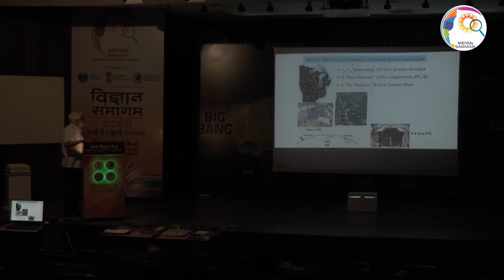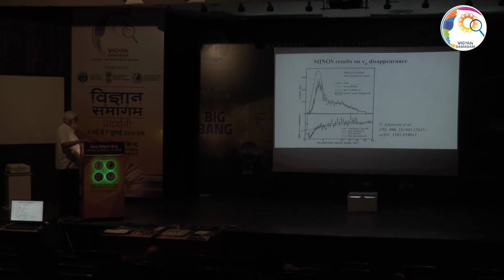So they pass through the earth and reach the Soudan mine where this detector is, and then you can put a detector close by, so you can normalize, and you don't even need to know what the flux is. You scale appropriately for the distance, then you can see whether there is an oscillation signal or not. So there is this 1 kiloton near detector and a far detector, and they have a result which shows oscillation.